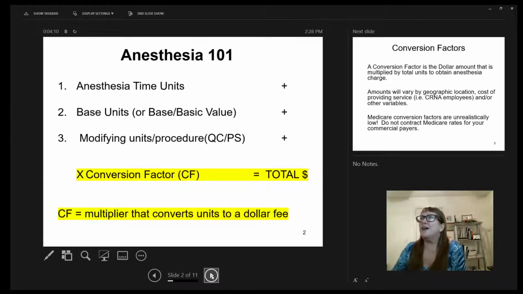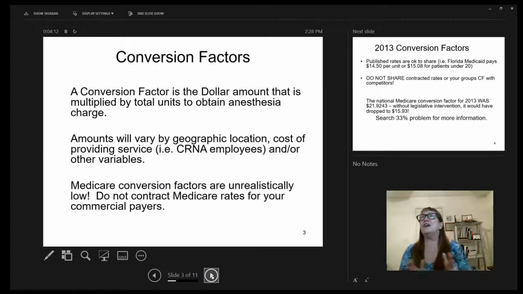So conversion factors. The conversion factor is the dollar amount that is multiplied by the total units to obtain the anesthesia charge, but it has two sides. There's a conversion factor for the charge side, and there's a conversion factor for the payment side. And I'm going to talk about them both, and then I'm going to tie it into examples to make it a lot easier to understand. Because I'll tell you, hindsight sure is 20/20, but I still remember how confusing all of this was.